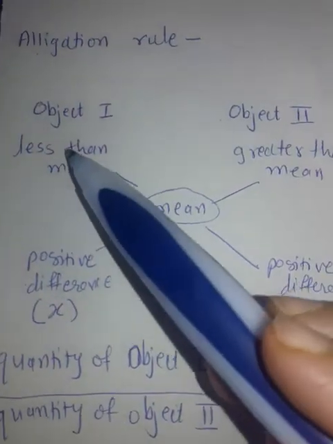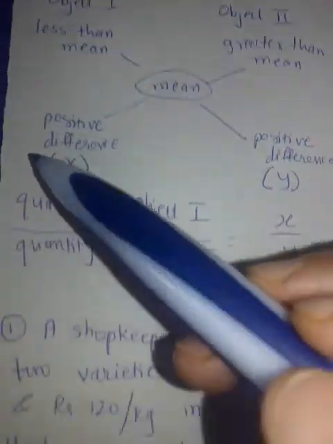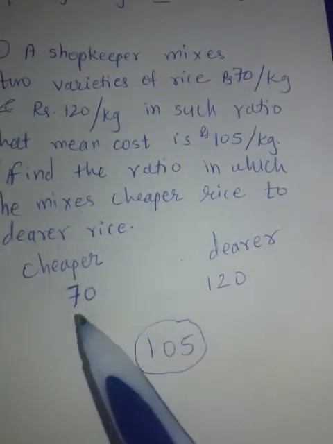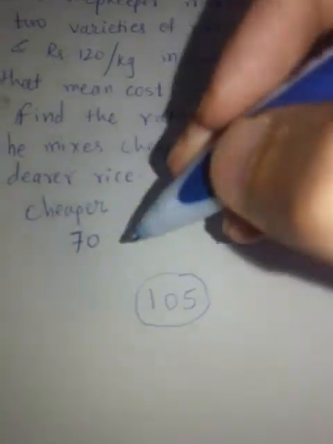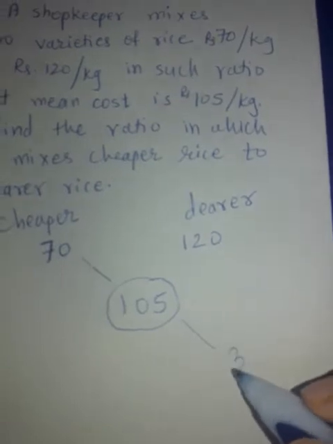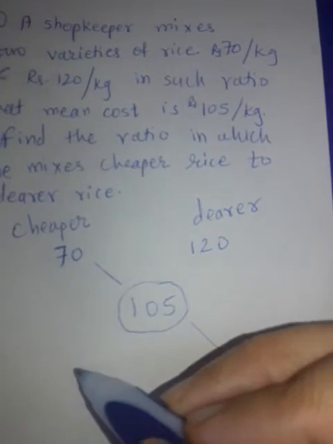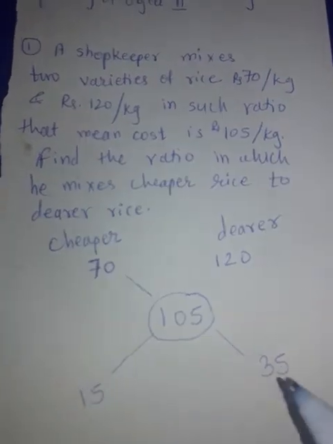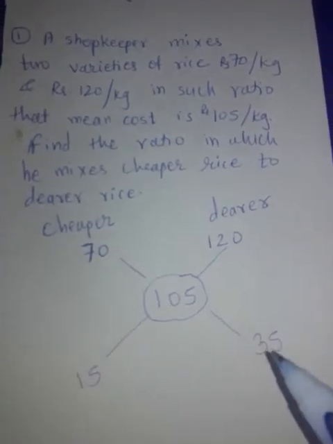So same figure. Object 1, object 2. This is less than mean. This is greater than mean. This is mean. Object 1, object 2, less than mean, greater than mean. And what I said, we need to take the difference. Difference between 70 and 105, it is 35. Difference between 120 and 105, it is 15. It always has to be a positive difference.